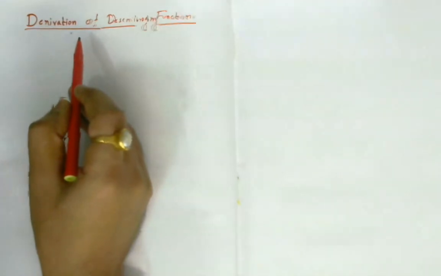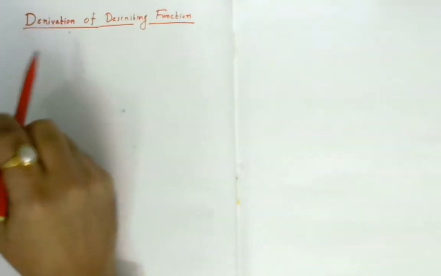Now my topic is describing function. So what is describing function? Before I derive the describing function, let me define the describing function and what it is. First of all, you have used transfer function for various cases. The definition of transfer function is the ratio between output and input in the Laplace domain when initial conditions are 0.